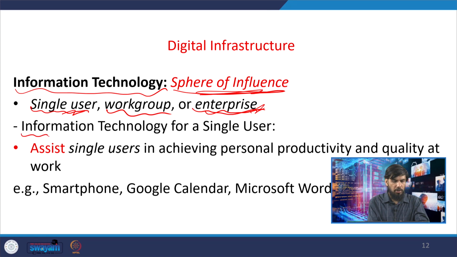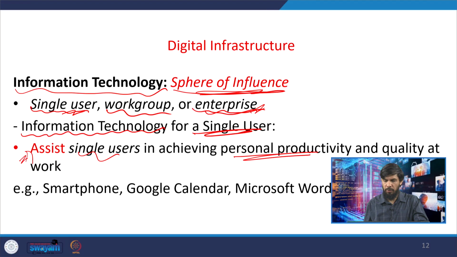So, the first one is information technology for a single user, right. In the case of information technology for a single user, the application software will assist single users in achieving personal productivity and quality at work, right. So, without that application, that single user will be slightly less productive, might take more time, and the quality of the output might also go down.